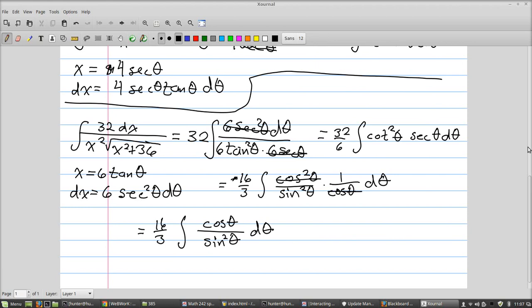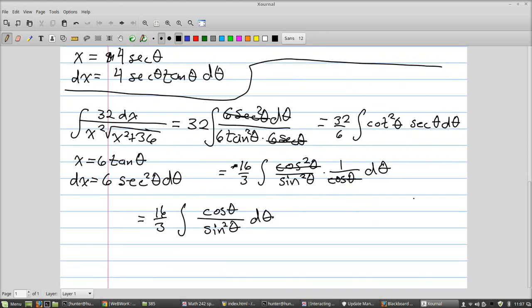And now it's obvious what to do. You do u equals something. And I know the crickets always chirp when I ask this in class, but if you really don't know, you're in serious trouble.